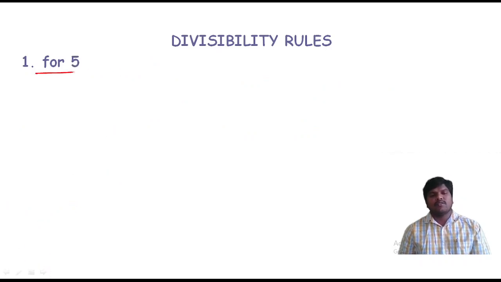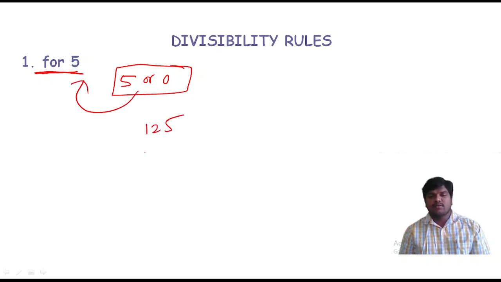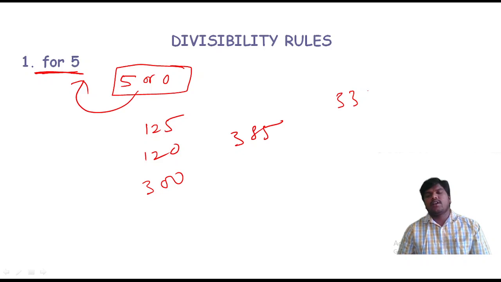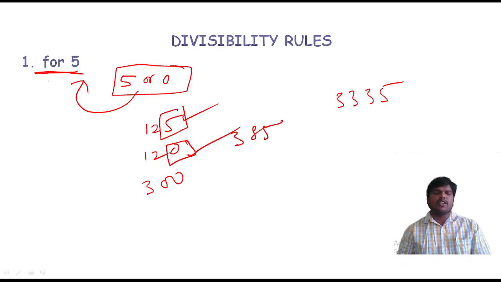Let us check for 5. It is very easy. If a number ends in 5 or 0, any number that ends in 5 or 0, that is exactly divisible by 5. Let us check 125, 120, 300, 385, 3335. It is also divisible by 5. It means if the last digit is 5 or 0, that is exactly divisible by 5. Okay, there is no confusion.